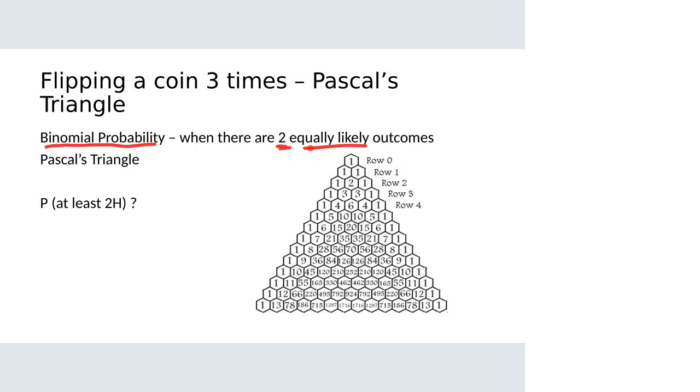This time the question says, you're going to flip a coin 3 times. What's the probability of getting at least 2 heads? Last time was exactly, this time is at least. That's going to change things a little bit for us. Those words definitely matter.